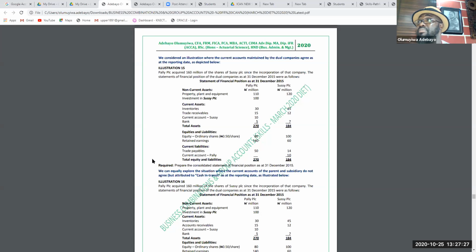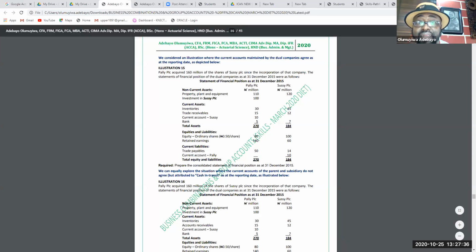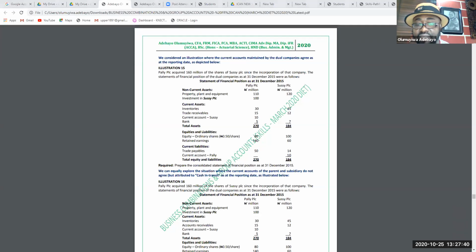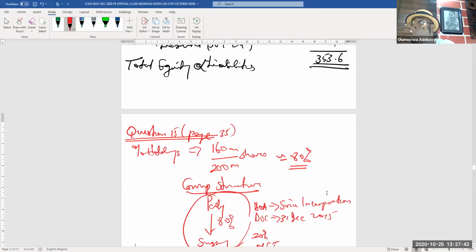Are you getting it now? Okay. Yes. Now, let's move on. Which means there is an intercompany balance of 10 million, which is in agreement, that we need to eliminate.